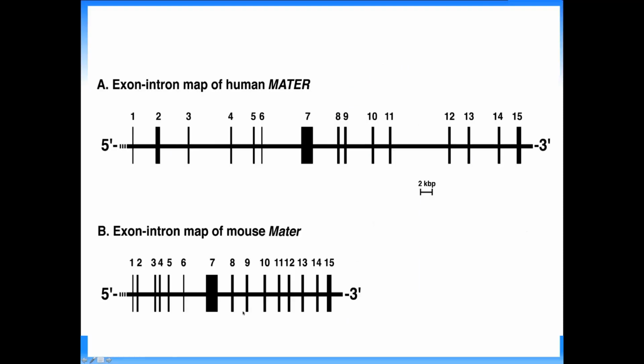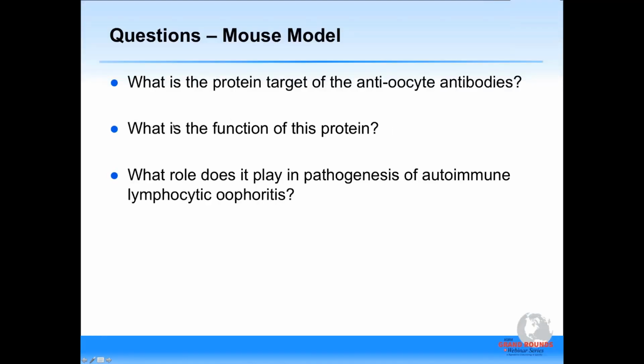So now we used that knowledge to go ahead and map the gene in both the human and the mouse, which is depicted here. So that's what the protein target of the anti-oocyte antibodies is. It's a new protein, newly described, encoded by a newly described gene called mater. So now we're not talking about autoimmunity anymore. Now we're talking about what does this protein that we identified with the antibodies do, what is its function? What would happen if we knock it out? Does it do anything important?